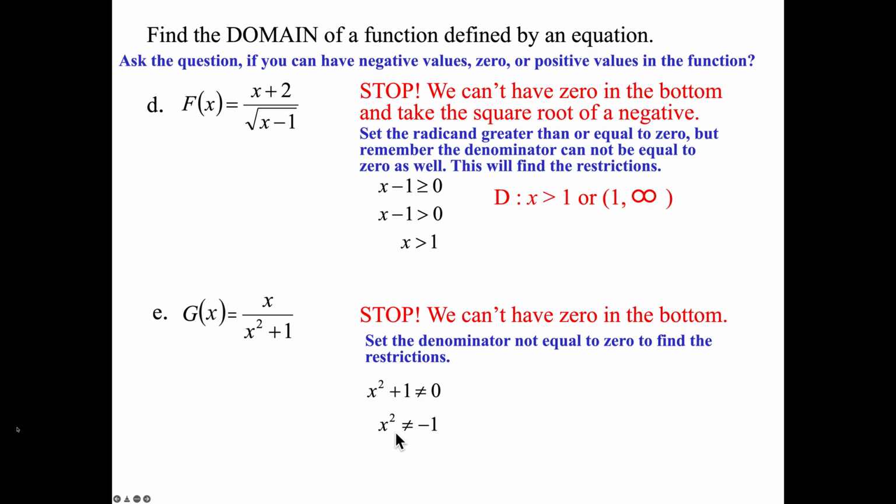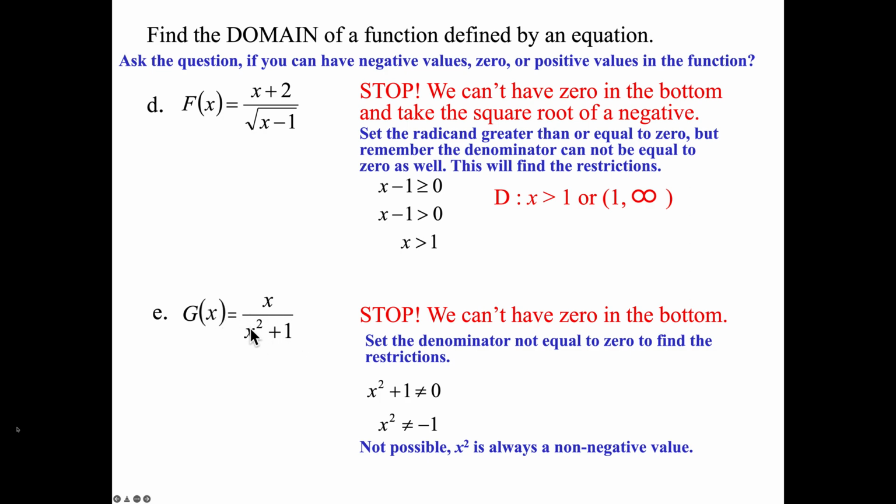Well, you know what? That's a true statement. Because every time you square a number, whether it's negative, 0, or positive, it equals a positive number. So there's no possible way for x squared ever to be equal to a negative 1. So therefore, I can't solve that. And therefore, technically now, there's no restrictions on my x. This denominator will never, ever equal a 0.